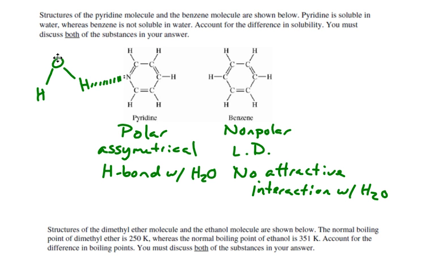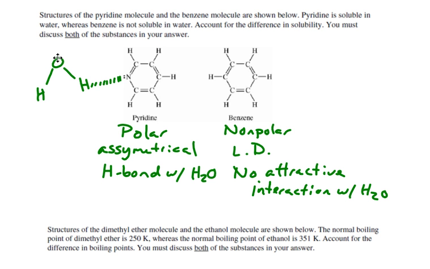This is more important to me. 1 point. Where you get points. 1 point is earned for identifying a relevant structural difference between pyridine and benzene. So if you talked about asymmetrical versus being symmetrical, and the fact it's polar and nonpolar, you get a point. Okay.